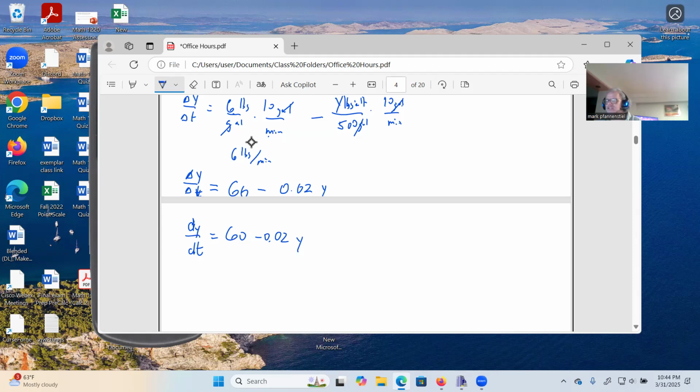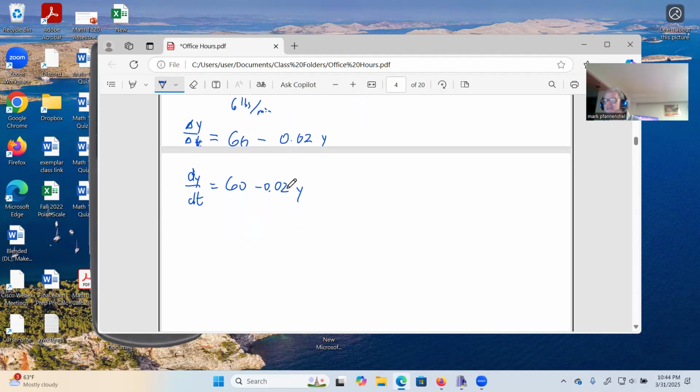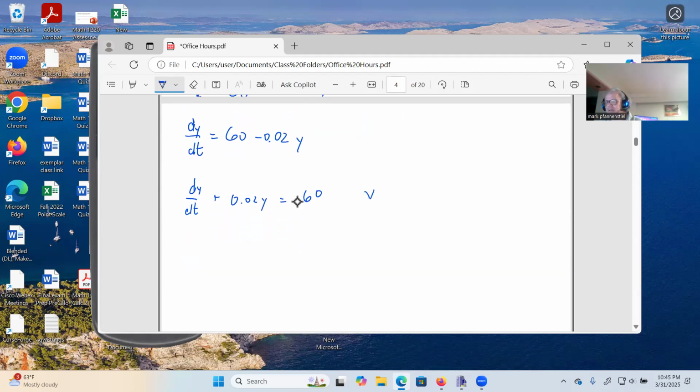Let's go ahead and rearrange this a little bit more, because if I was doing Euler's method, this would be perfect. We're not going to do Euler's method. We're going to calculate this analytically. So let's add the 0.02y to both sides. So I have dy/dt plus 0.02y equals 60. Now let's replace the dy/dt with just y prime plus 0.02y equals 60. This is a first order linear differential equation.